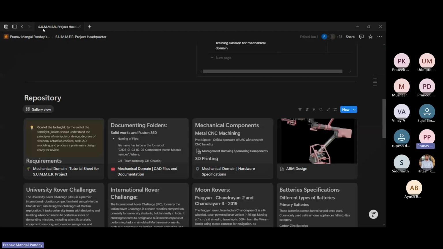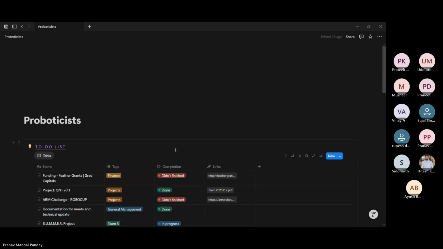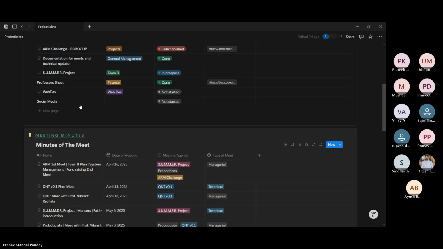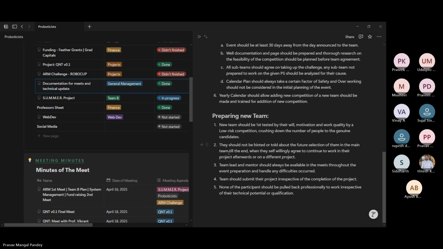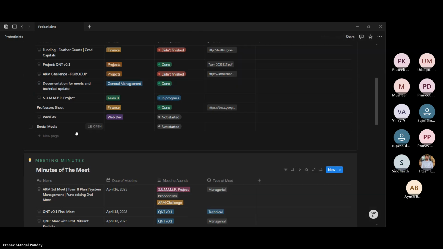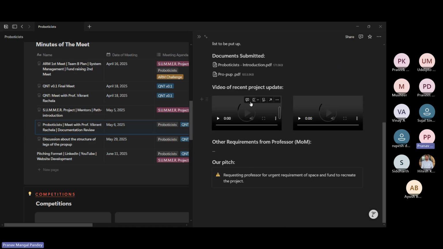Give me a second. Okay, let me try to expand.